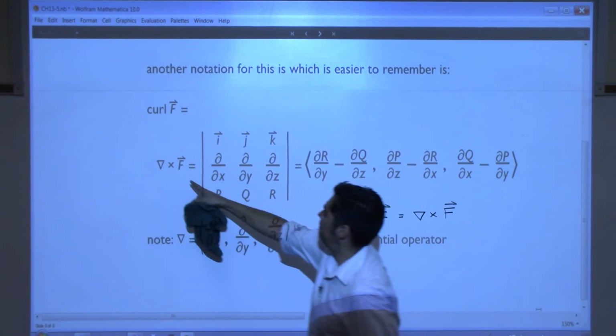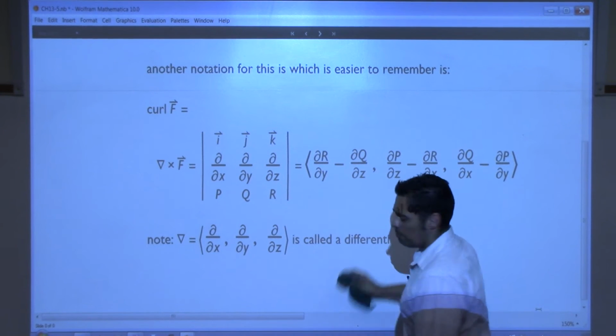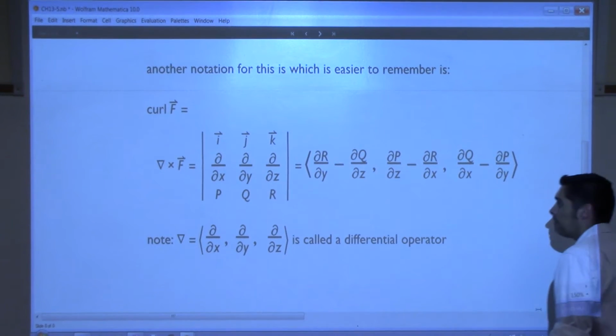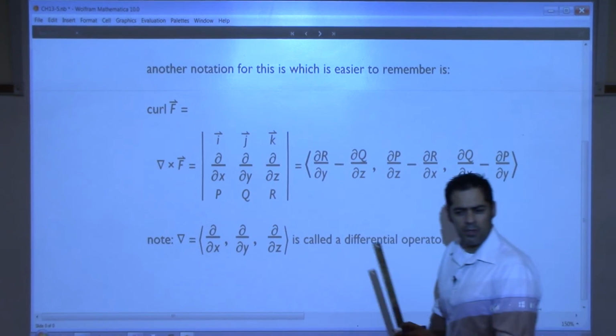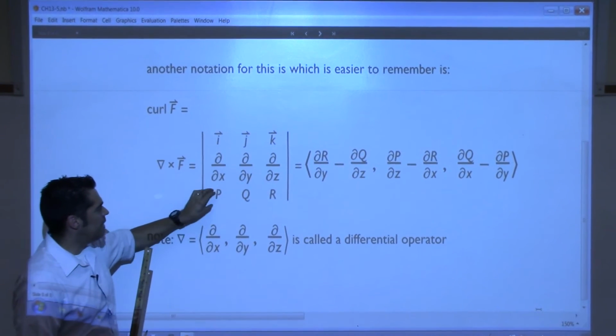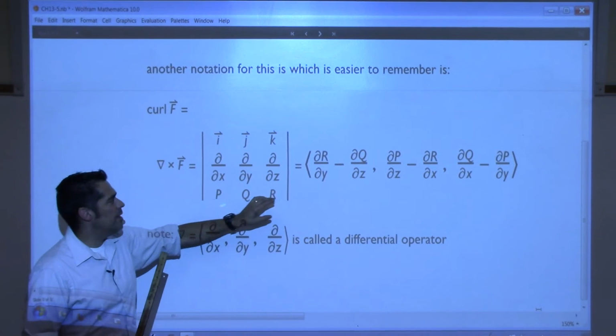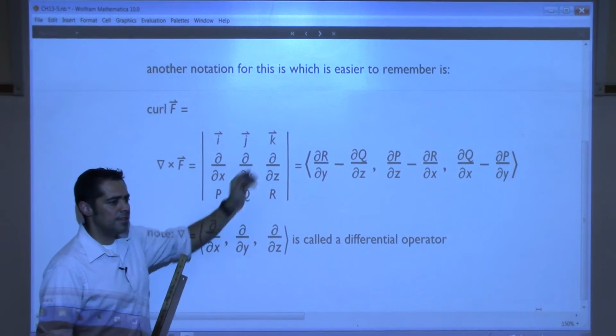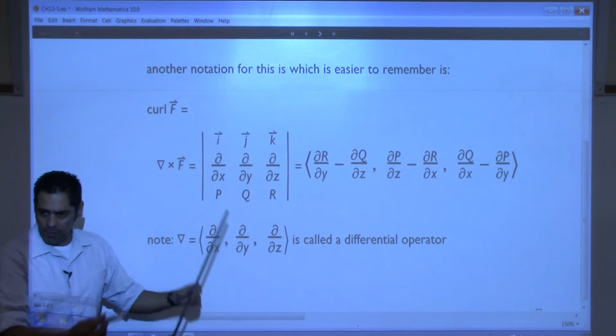Del cross F. And we know from cross products that when we do cross products of two vectors, what we like to do is take the first vector, put it here, the second vector, put it here. And then this is our i's, j's, and k's. And our answer should be a vector.